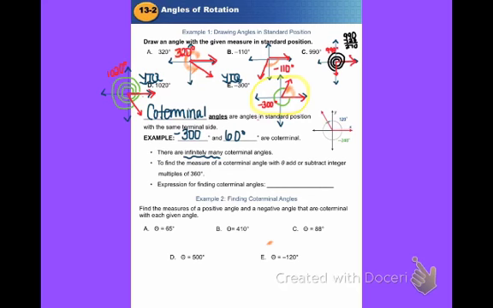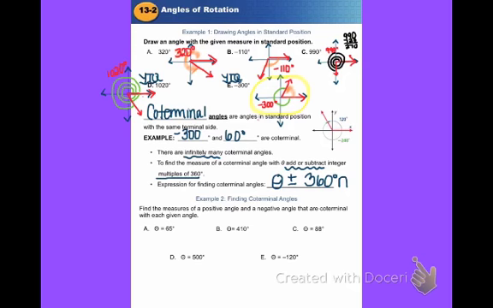To find the measure of a coterminal angle with some angle theta, all you have to do is add or subtract integer multiples of 360 degrees, because going 360 degrees around will put you right back in the same position that you started in. And so in general, to find coterminal angles, we just take the angle theta and we add or subtract 360 degrees times n, where n is some integer value.